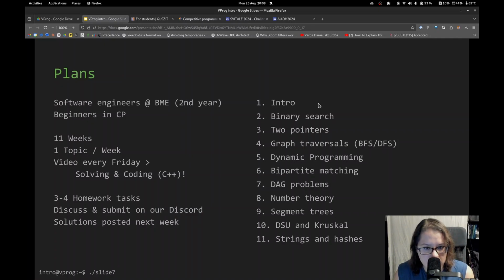There will be 3 to 4 homework tasks for each week, and you can discuss and submit these on our Discord. We will be very happy to have you there, so please join it. I will show the link soon. And the solutions will be posted next week with some explanation on how to do each of these tasks. You can see the current topics, so this is not an extensive list. This is just some topics that we felt would be very good for beginner levels to get into it, and then you can further your studies in the advanced.